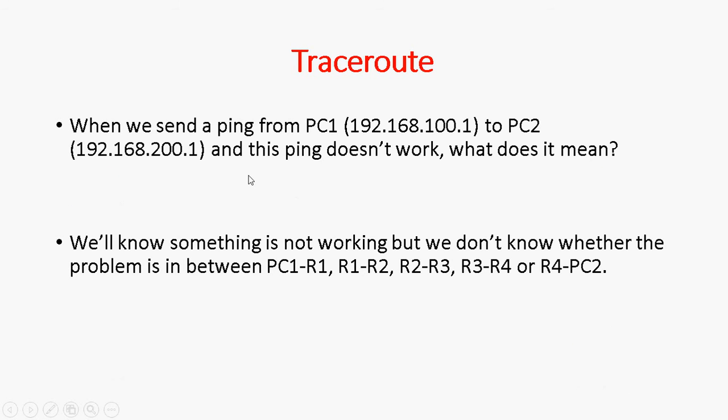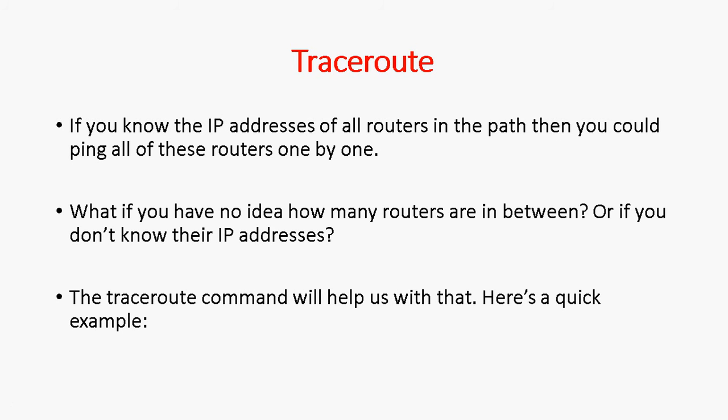What I discussed in the previous slide is what I mention here. When we send a ping from PC1, 192.168.100.1, to PC2, the ping does not work. What does it mean? Something is not working, but we don't know whether the problem is between R1 and PC1, R1 and R2, R2 and R3, R3 and R4, or R4 and PC2. We don't know exactly where the issue is. If you know the IP address of all the routers, we can ping those IP addresses and check where exactly the issue is.